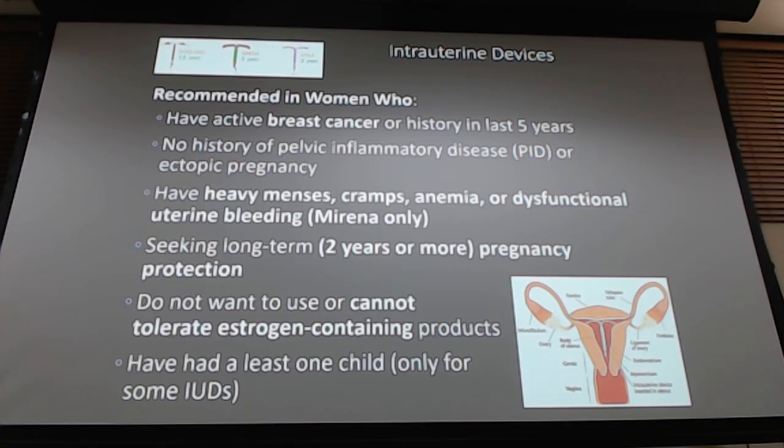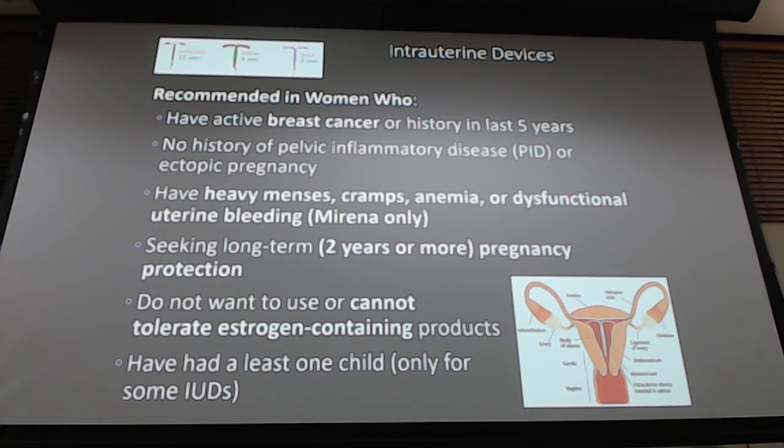If they have heavy bleeding, you can use some of these, specifically your Mirena. They have an indication for us to use it for a longer period of time to help specifically with bleeding. If they want to try to not be pregnant for a long period of time, these are great options. We talked about that already before. They can't tolerate the estrogen because this just has that progestin activity in it.